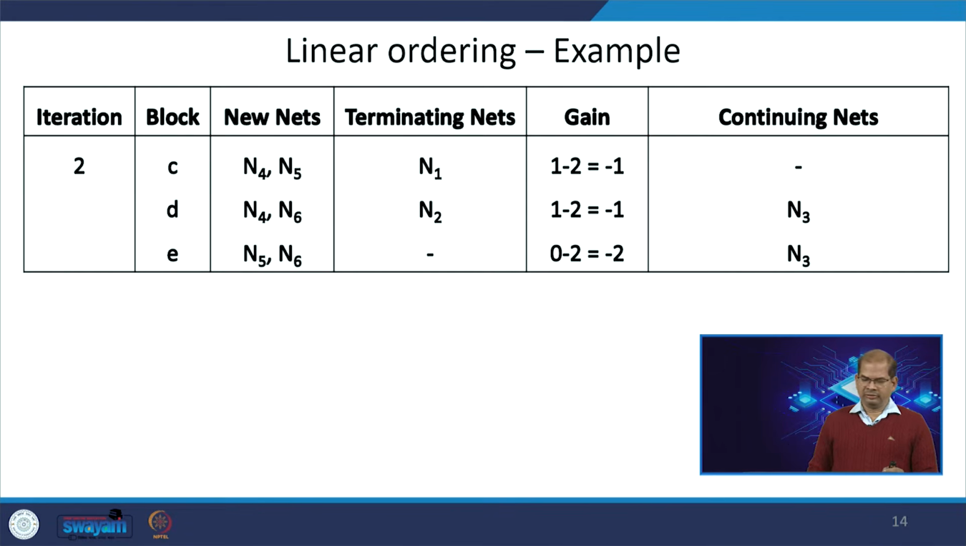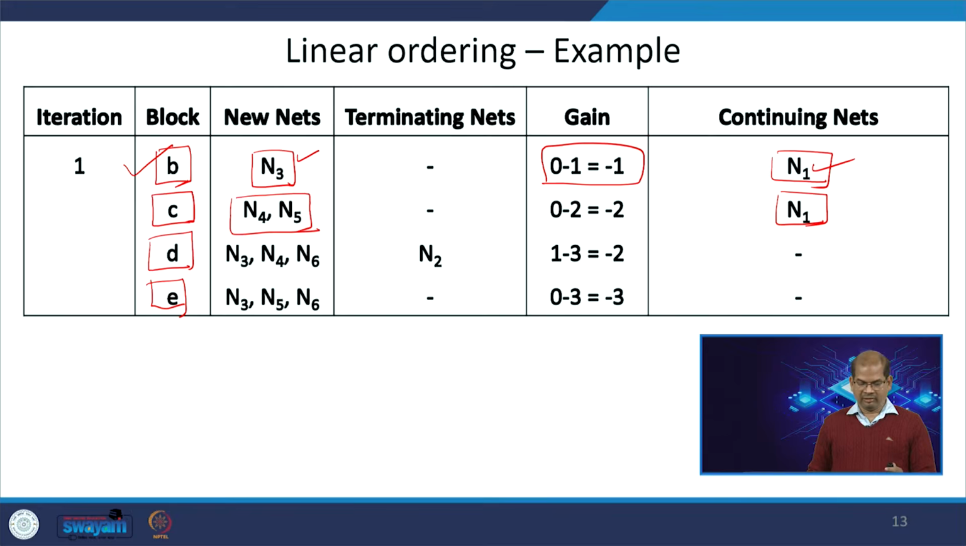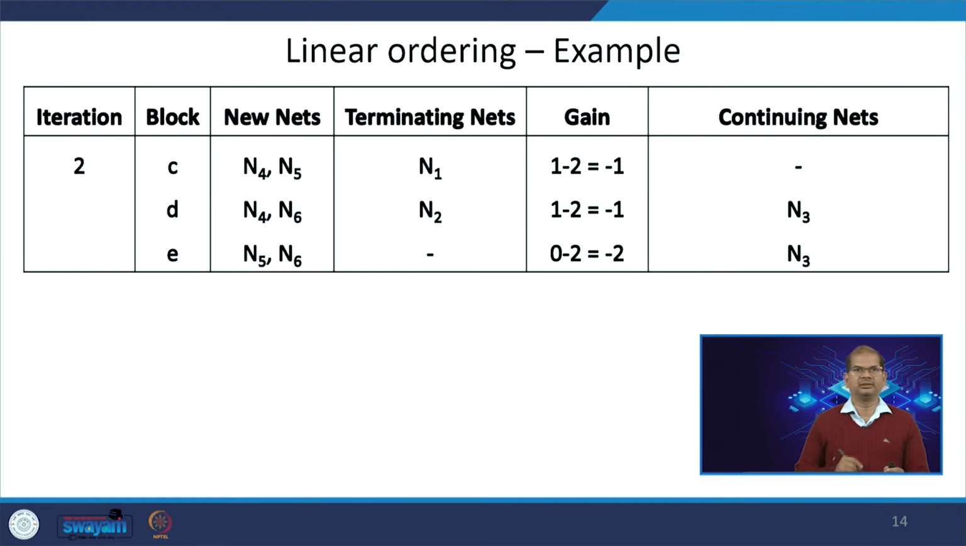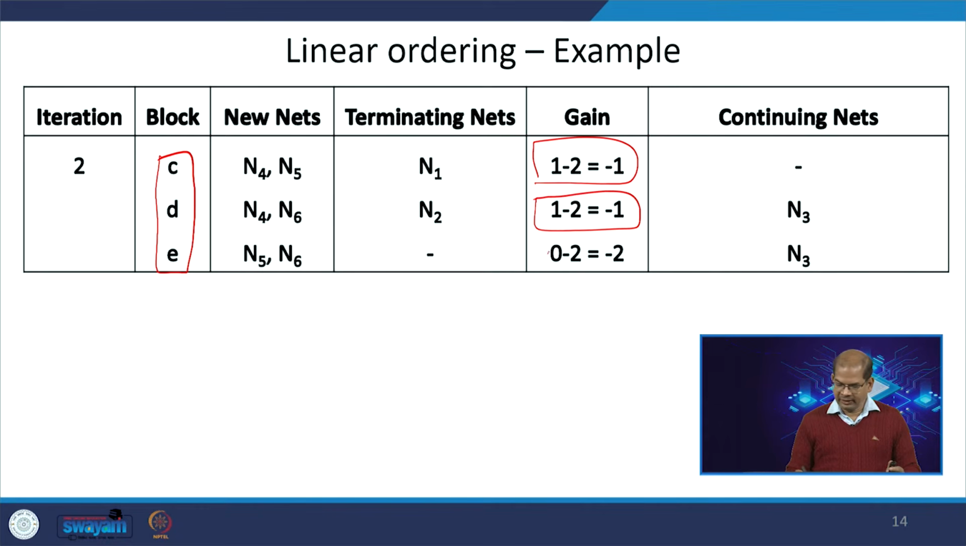So, now we are going to the second iteration. Our first iteration is over. This is the placement of the block after the first iteration. In the second iteration, our blocks A and B are fixed. So, we need to find out our gain for the rest of the blocks C, D and E. For C, if I place the block C after AB, then my gain is minus 1. If I place the block D, then my gain is minus 1 and if I place the block E, then the gain is minus 2.